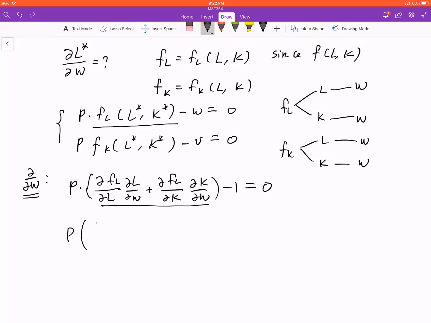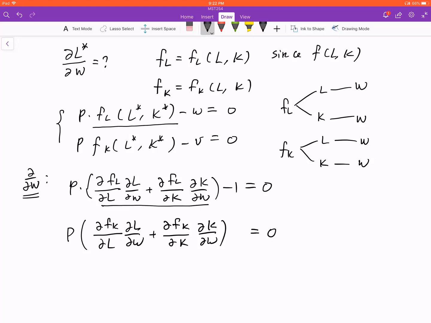And we have partial f_K, derivative with respect to L first, dL dW, and plus partial f_K with respect to K. And then we have partial K and partial W. This time V is a constant, so we simply have 0 over here.